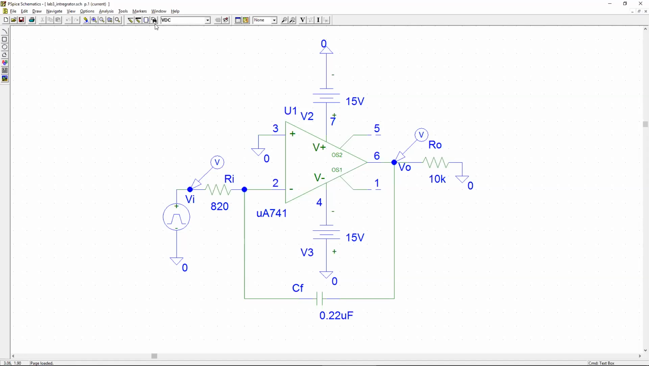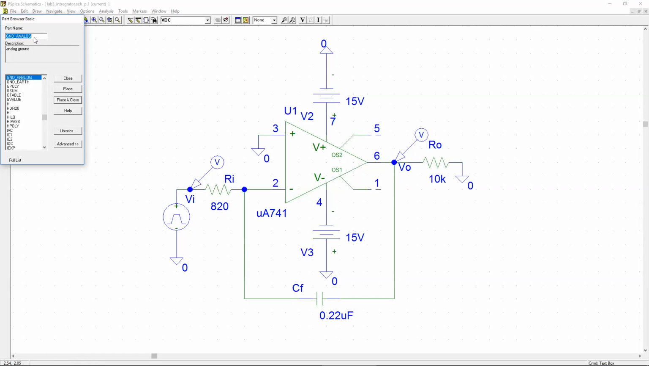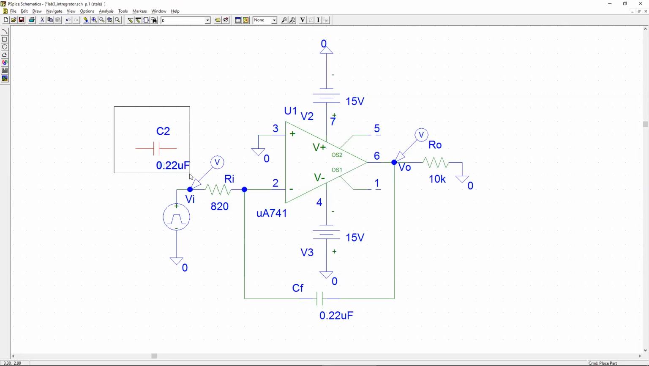Anyway, to take a capacitor, you can click here, get new part, and then if you write C, this one is the capacitor. So you can place it where you need it, and then to change its value, you just need to double click on it and provide 0.22 uF, that will give you 0.22 microfarad. So by this you can have this 0.22 microfarad capacitance, and other things are similar to our previous experiment, so I'm not mentioning all of this.